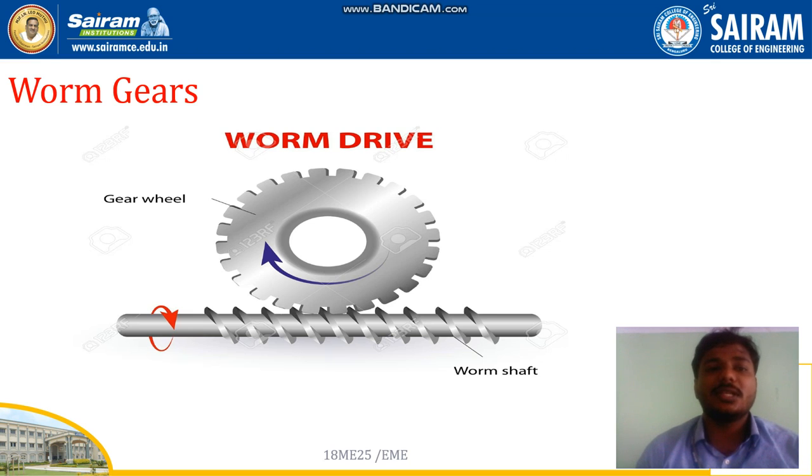Next we discussed the helical gears. Helical gears are used to transmit power between parallel or non-parallel axes, but they cannot transmit for an intersecting axis. So like this we have many different types of gears for different applications. Next we are going to discuss the worm gear.